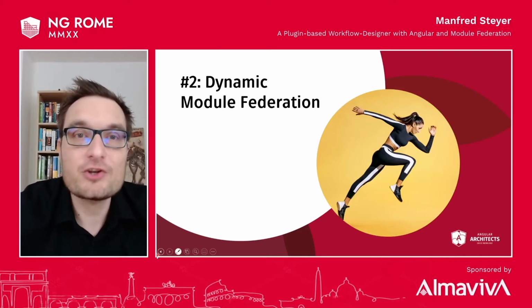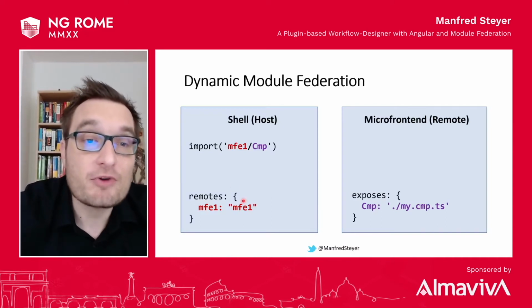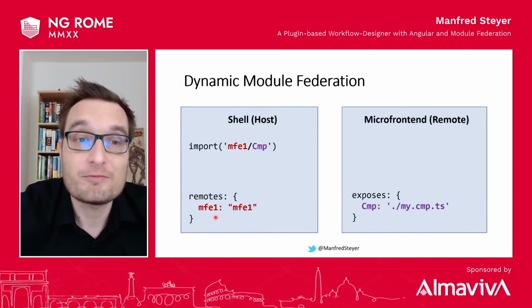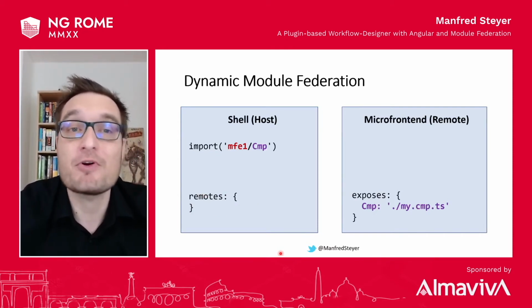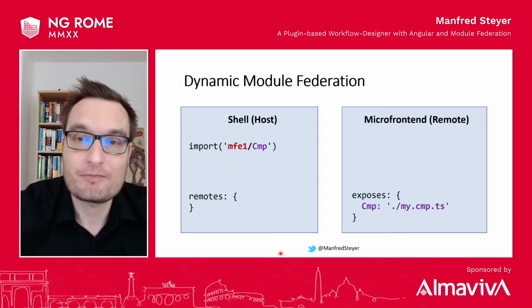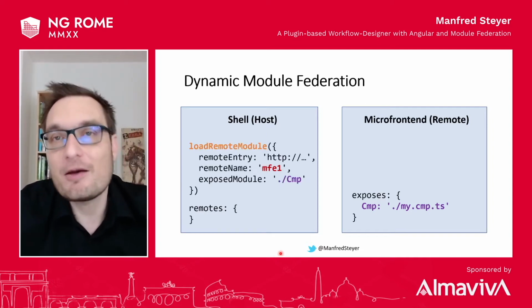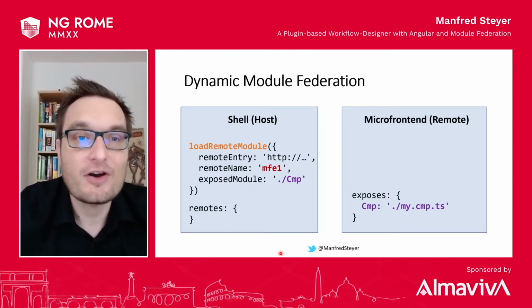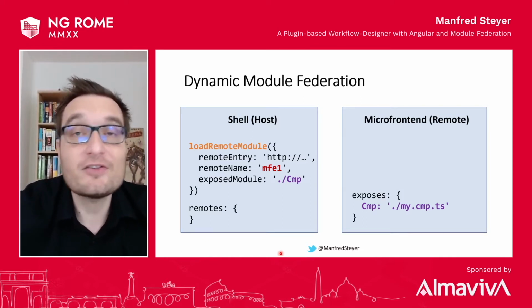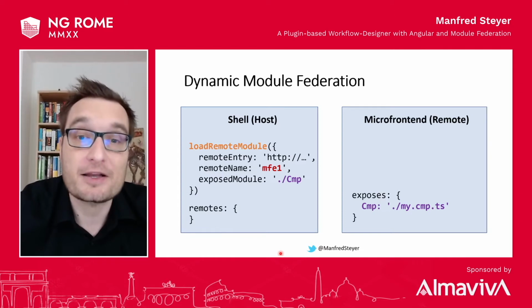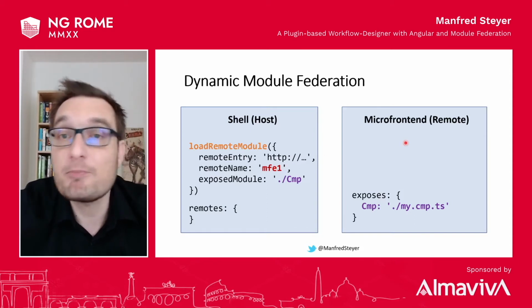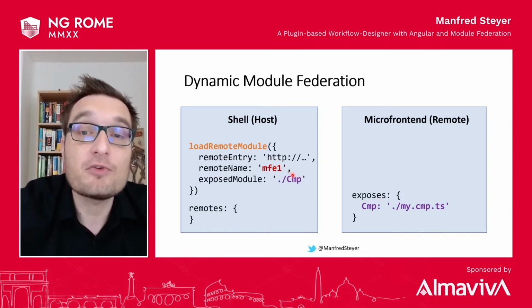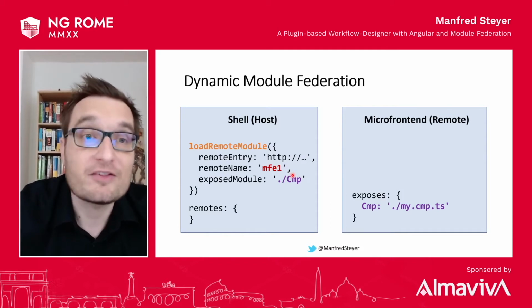Dynamic module federation means that you don't need to know the remotes upfront like it's the case here. You don't know anything upfront. That's why you go with an empty remote section in your host. But at runtime, you can leverage a convenience function like this. I've called it load remote module, and this convenience function gets everything you need to know to load this or that plugin. The remote entry point pointing to this remote here, the remote's name pointing over there, and the exposed module, in our case, one more time, it's the component.